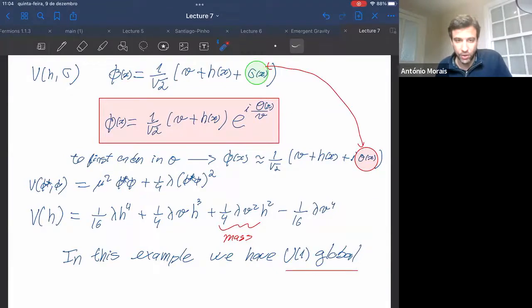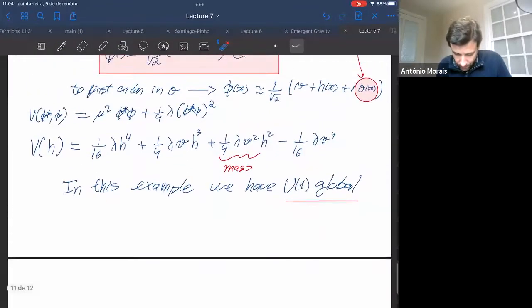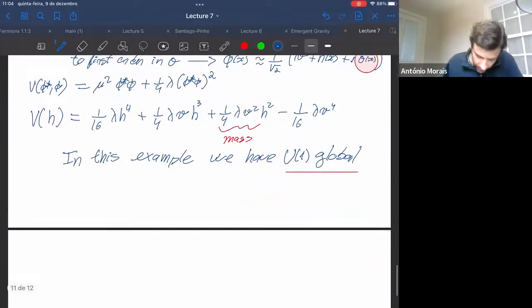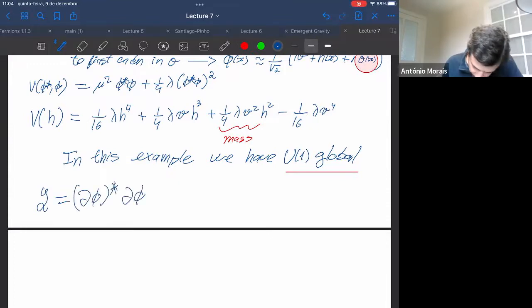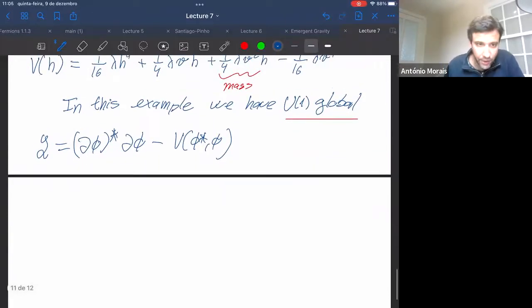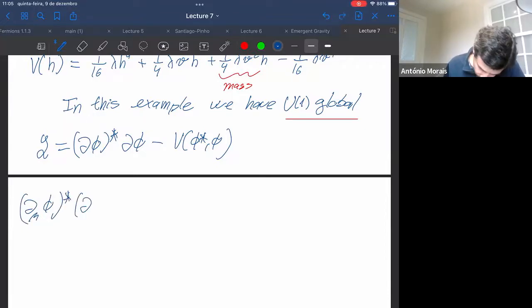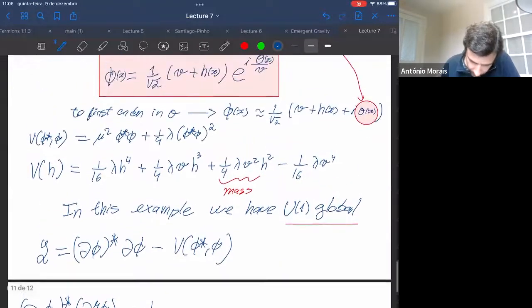But this is not the full story, because the Goldstones are still there. They are still propagating degrees of freedom, and we need to take them into account. So we know that we have the Lagrangian, and I will write for concreteness, d phi star d phi minus V, where V is our potential. We still have the kinetic terms. So let's consider the kinetic terms: d mu phi star d mu phi, and we can expand this in the nonlinear formulation, so in terms of this field written in terms of the exponentials. So basically, now I'm going to take the derivatives of this field.